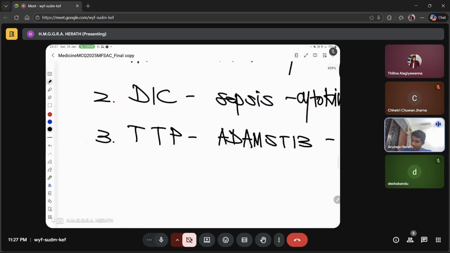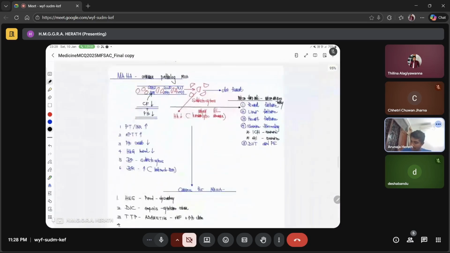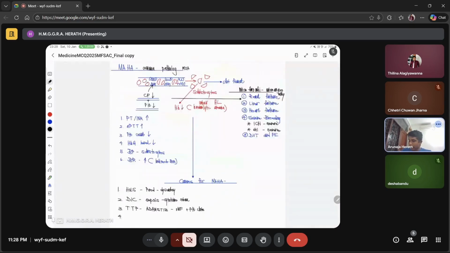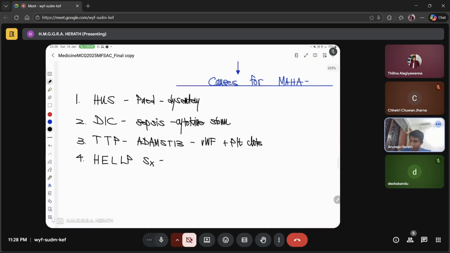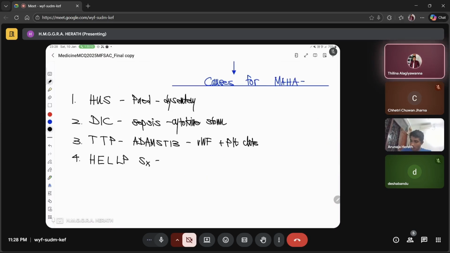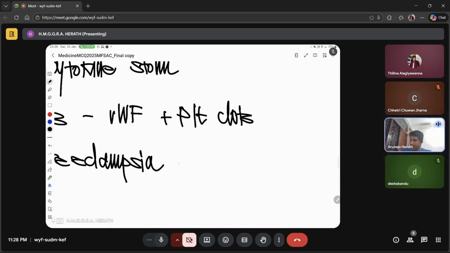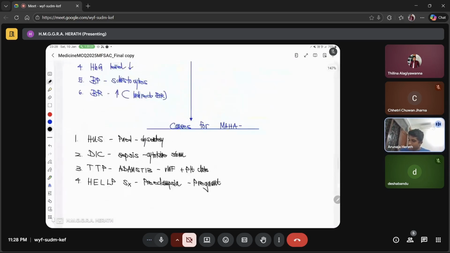Okay, and then what else? Causes of MAHA. HELLP syndrome, have you guys heard? Where do you get HELLP syndrome? Yeah, in preeclamptic toxemia, right? In preeclampsia, these patients can get HELLP syndrome. So the patient will be pregnant. Right? So remember that. What else? What are the other causes of MAHA?